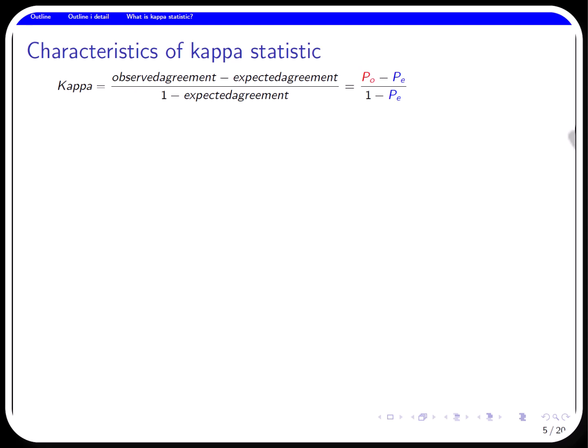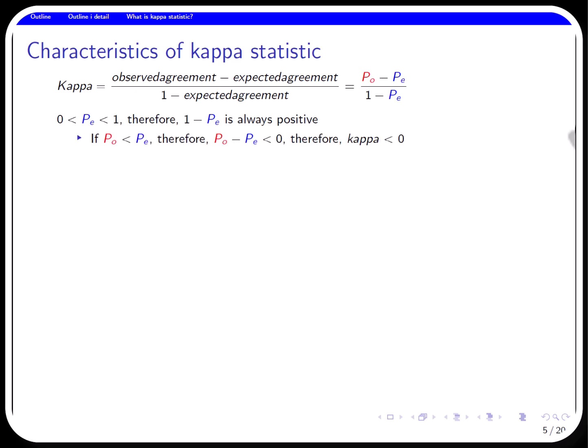Characteristics of Kappa statistic. Let's focus on the denominator of the Kappa formula. Expected agreement PE cannot be 1. Otherwise, Kappa will be undefined. PE ranges between 0 and 1. Therefore, 1 minus expected agreement is always positive.